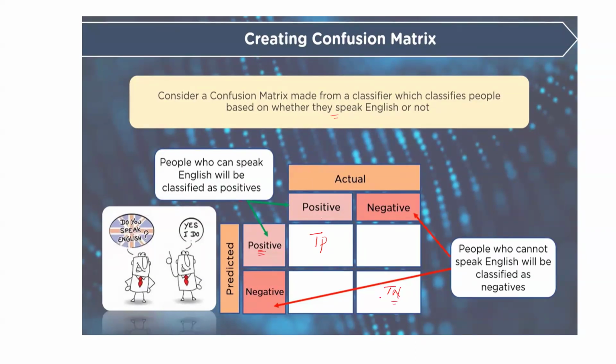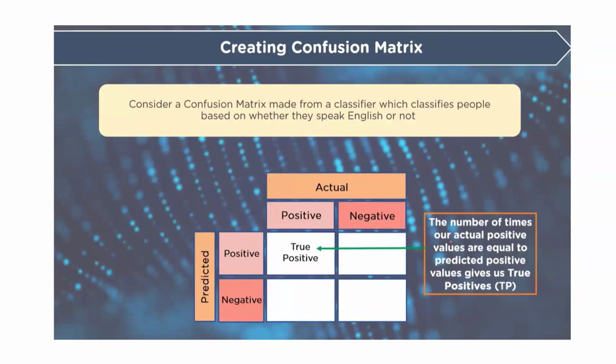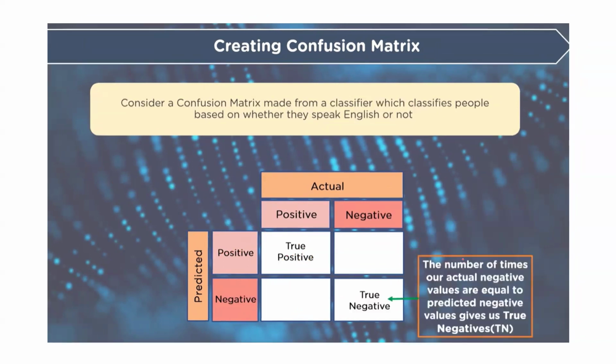Hope you understood. If our classifier identifies the people who speak English exactly, that is called a true positive. And if it predicts the people who can't speak English exactly like the actual value, those are called the true negatives. The number of times our actual positive values are equal to the predicted positive values gives us the true positive. Suppose there are 10 people who speak English, and our prediction also says 10 people are speaking English, then we call it the true positive. Similarly, the number of times our actual negative values are equal to the predicted negative values gives us the true negatives. Who can't speak English, even in actual they can't speak English. Those are called the true negatives.